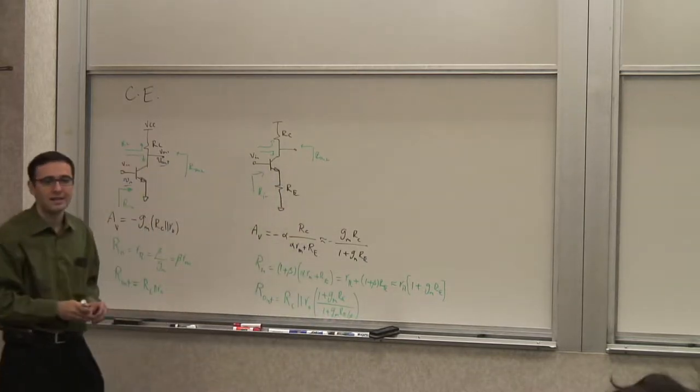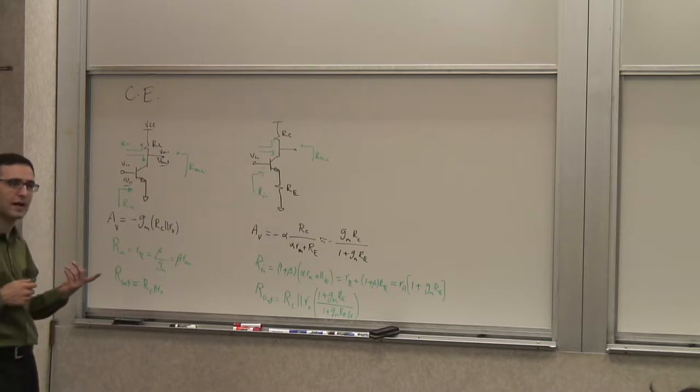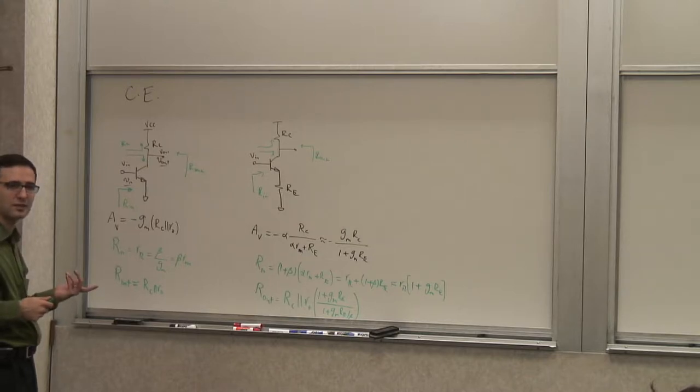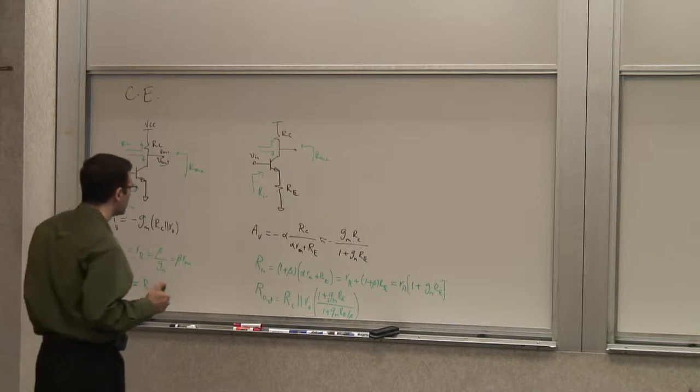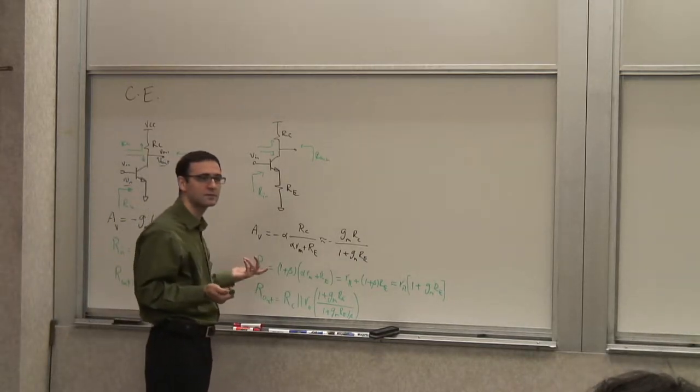And we saw that increasing Re does increase the intrinsic part of the output resistance. However, there's a limit to it. It saturates at beta Ro. Can't go above beta Ro. Okay? So that was the basic common emitter discussion.